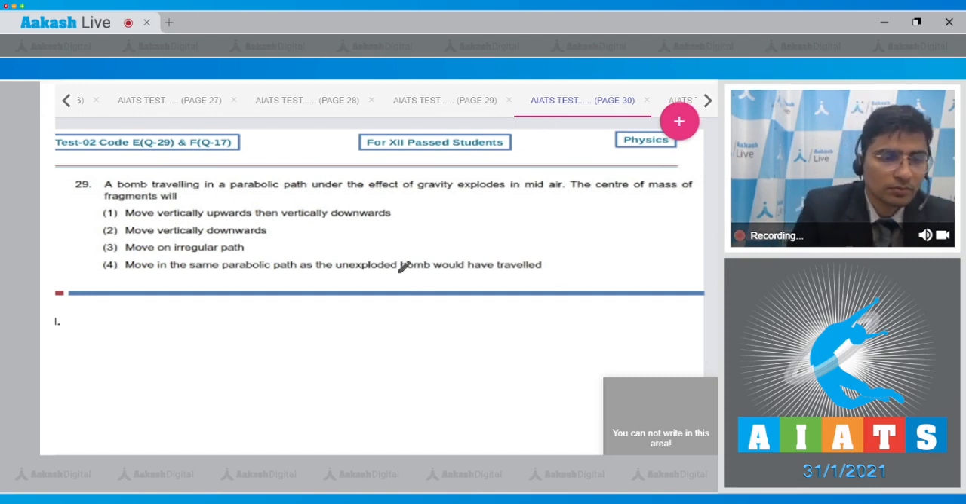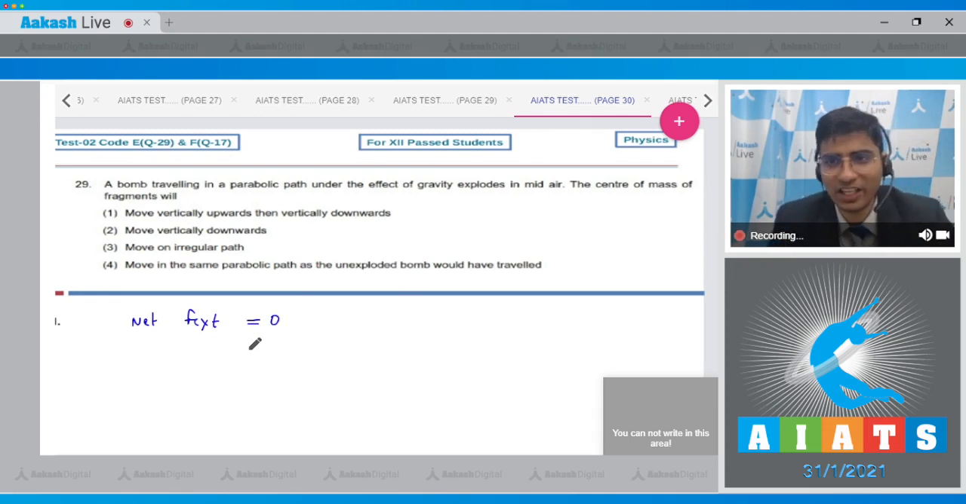Notice, student, the net external impulsive force when the bomb will explode is 0. Therefore, the center of mass would not be accelerated, or its velocity would not change in the collision or the explosion. Now, student, as the time progresses further, the acceleration of the center of mass will be g only, and hence it will move on the same parabolic path as the unexploded bomb would have traveled, and therefore for this question the correct answer is option 4.